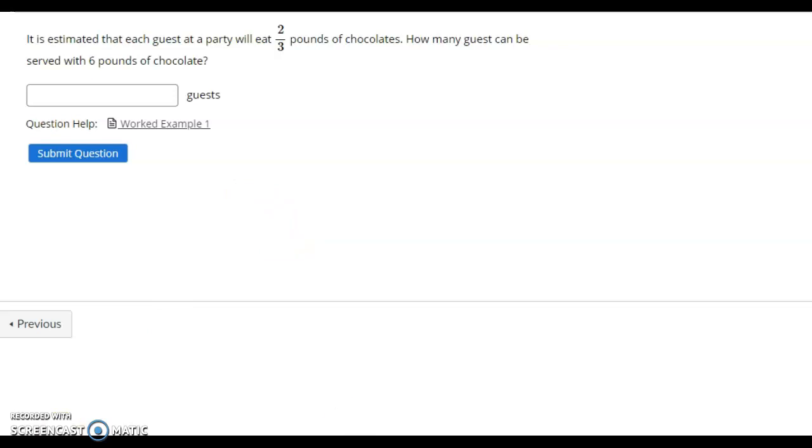So we have a party. It's estimated that each guest will eat 2/3 of a pound of chocolate. That's a lot. How many guests can be served with 6 pounds of chocolate? So basically what we're really asking is how many ways can 6 be divided? We're going to see how many people I can serve with these 6 pounds.